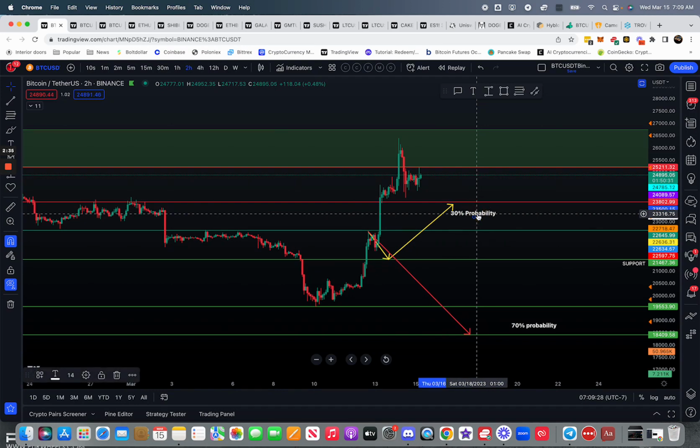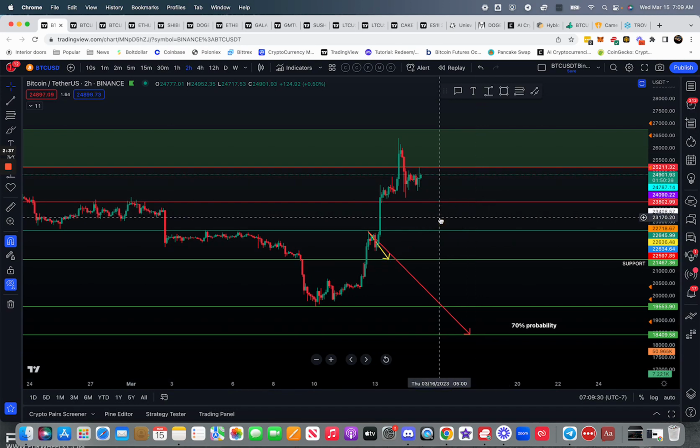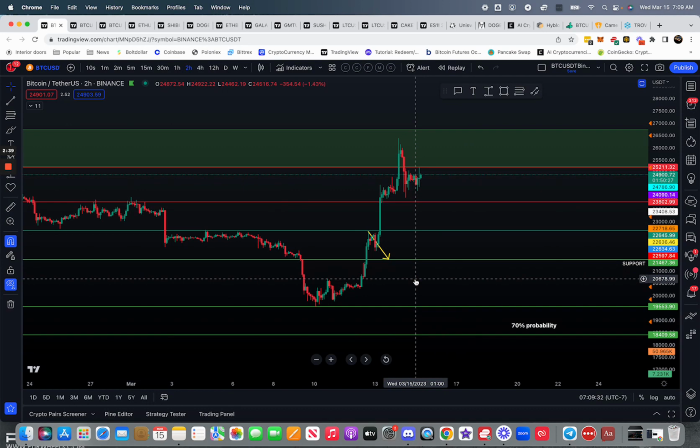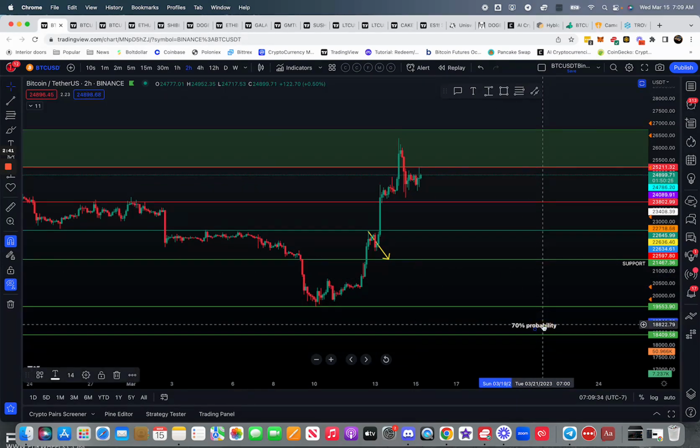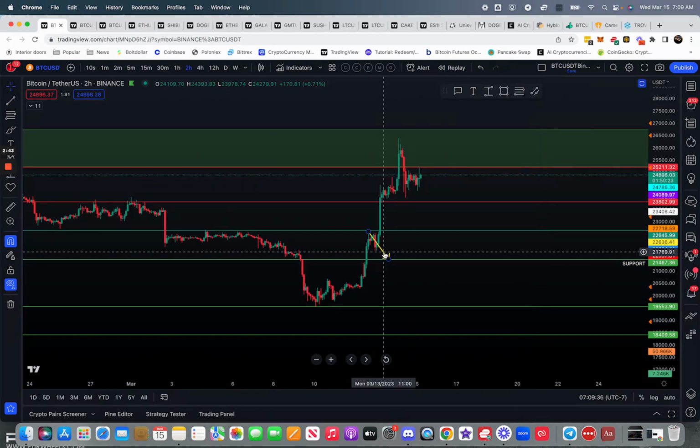So let's go ahead and do this. I'm going to go ahead and erase these arrows. And then we're going to talk about what is a probability of what's going to happen next based on data.